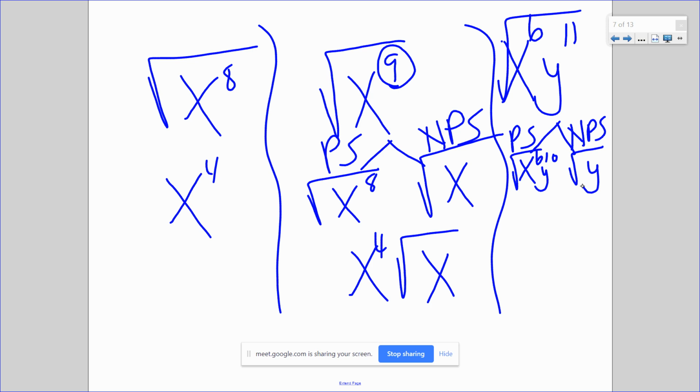That's step 1. Step 2, take the square root of the perfect squares. The square root of x to the 6th is x to the 3rd. The square root of y to the 10th is y to the 5th. And the non-perfect square y comes down, and that's your answer.